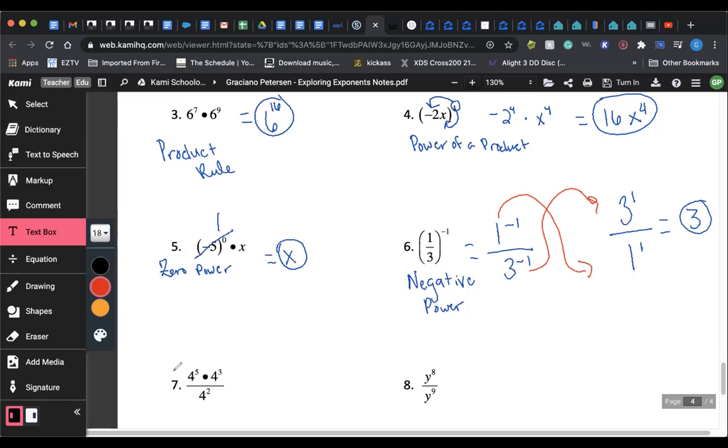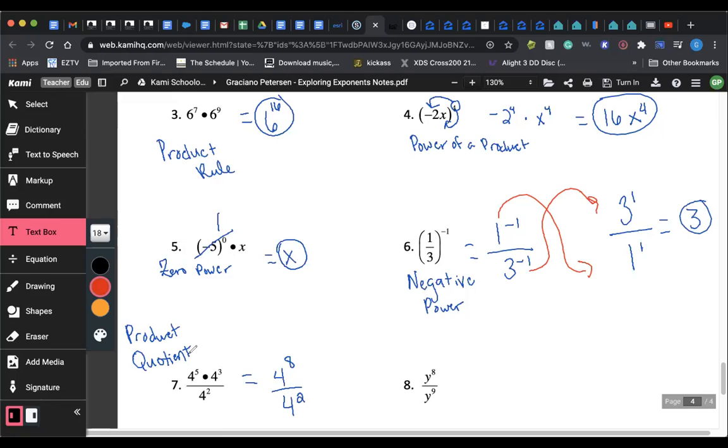So for number 7, we're going to be using both the product rule and the quotient rule. We're going to use the product rule first. The product rule is the same as number 3. So we have the same base. We're going to keep our base, and all we're going to do is add our exponents. So we have 4 to the 5th and 4 to the 3rd. What's 5 plus 3? 8. So that's 4 to the 8th over 4 squared.